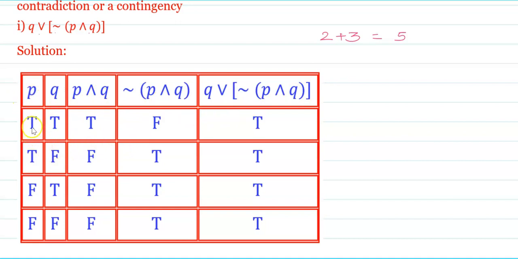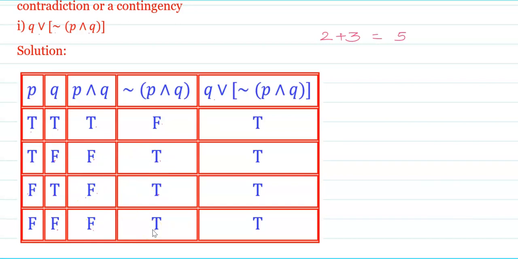P means what? Double T, double F. Q means what? T, F, T, F. P and Q: and means that if both of them are true, then it is true. T and T is T. T and F is F. F and T is F. F and F is F. Now the negation of this. Negation of T is F. Negation of F is T. Negation of F is T. Negation of F is T.